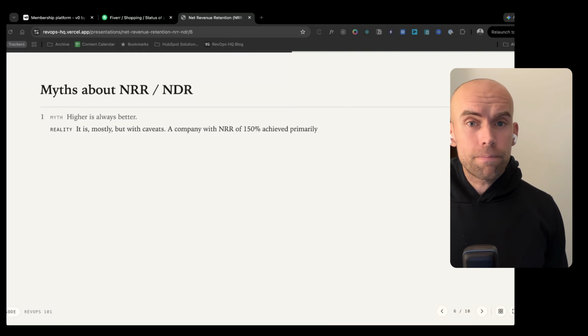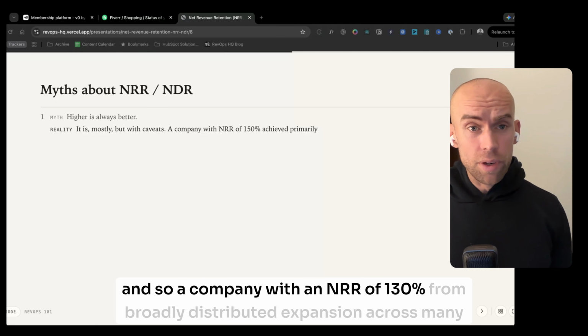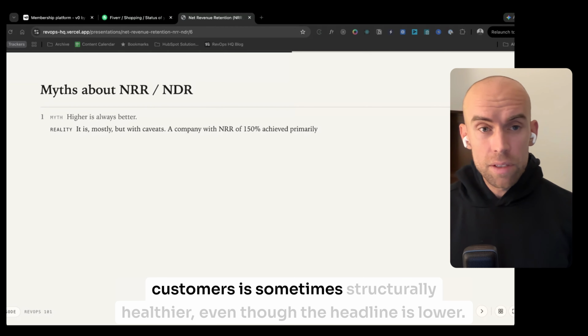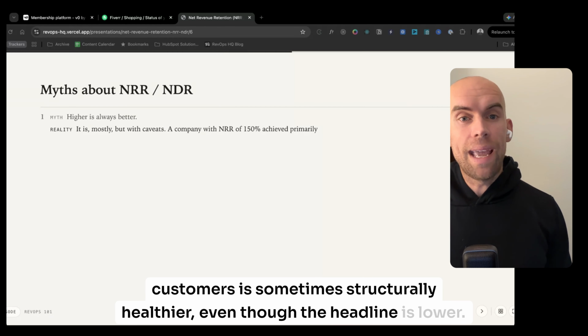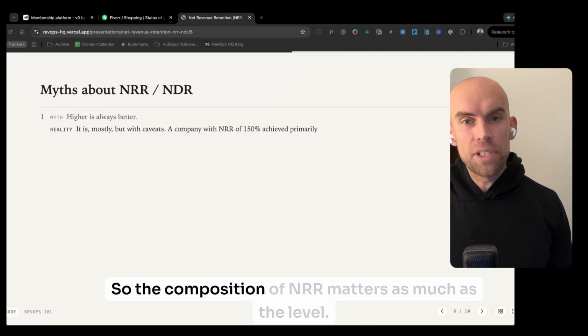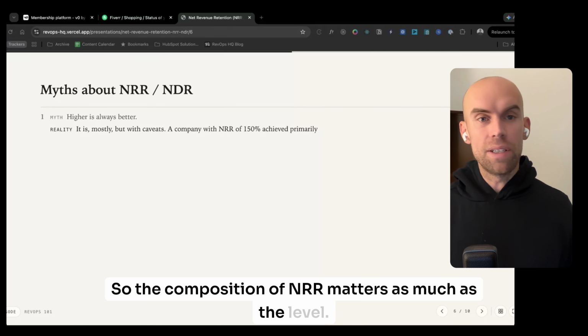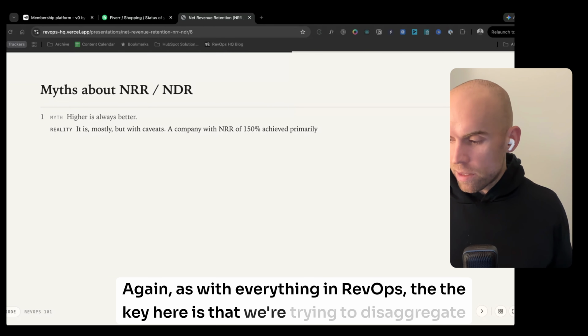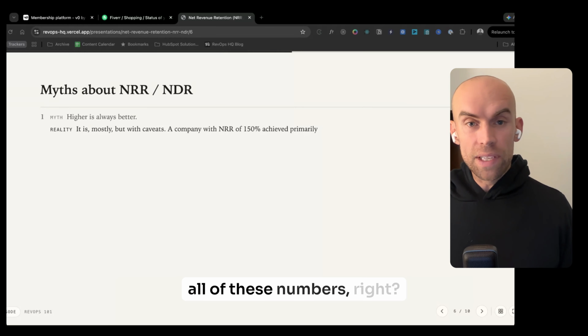And so a company with an NRR of 130% from broadly distributed expansion across many customers is sometimes structurally healthier, even though the headline is lower. So the composition of NRR matters as much as the level. Again, as with everything in RevOps, the key here is that we're trying to disaggregate all of these numbers, right?